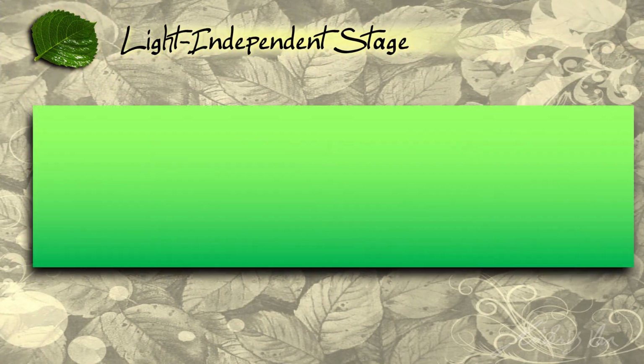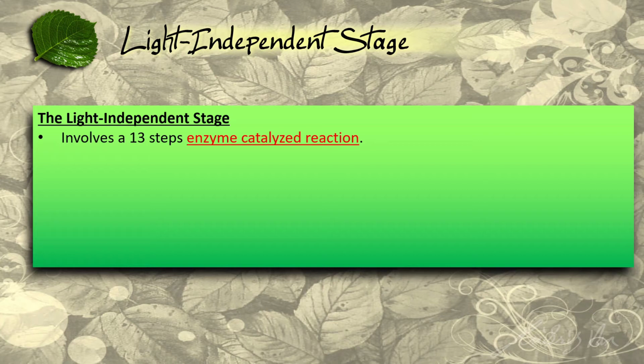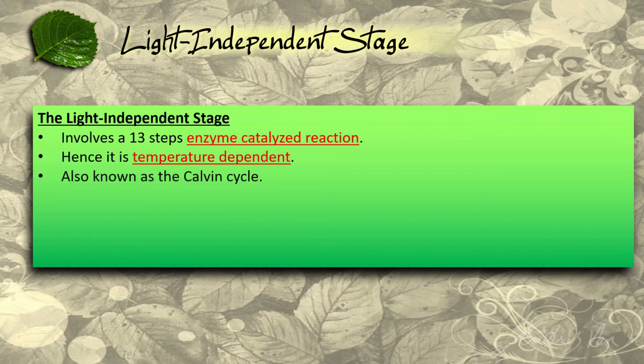For the light-independent stage, what you have to know is it is an enzyme-catalyzed reaction. Whether it's 13-step or not is not very important. The important thing to take home is it is catalyzed by enzyme. So it is sensitive to temperature. And the name is called Calvin cycle. Of course, you've seen Calvin cycle earlier on, which I said is not very important for you to know. But if you want to Google, it's easier for you to Google.